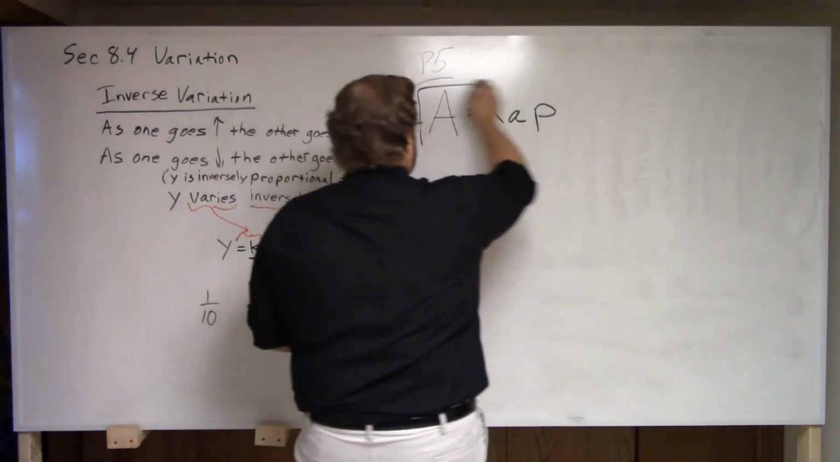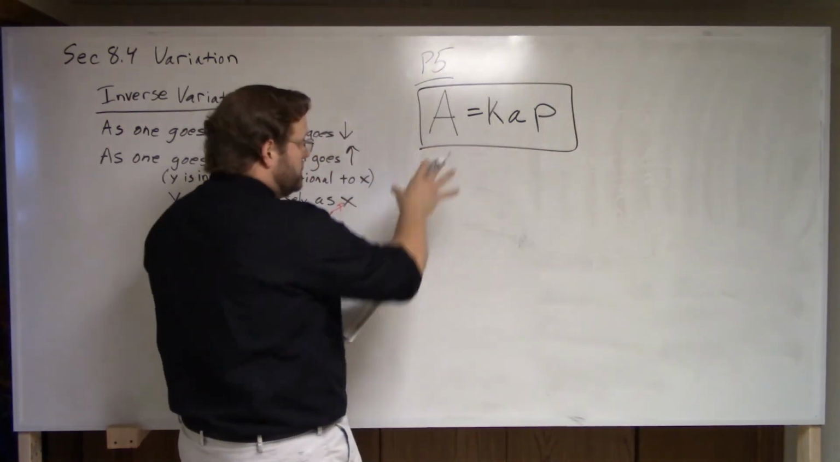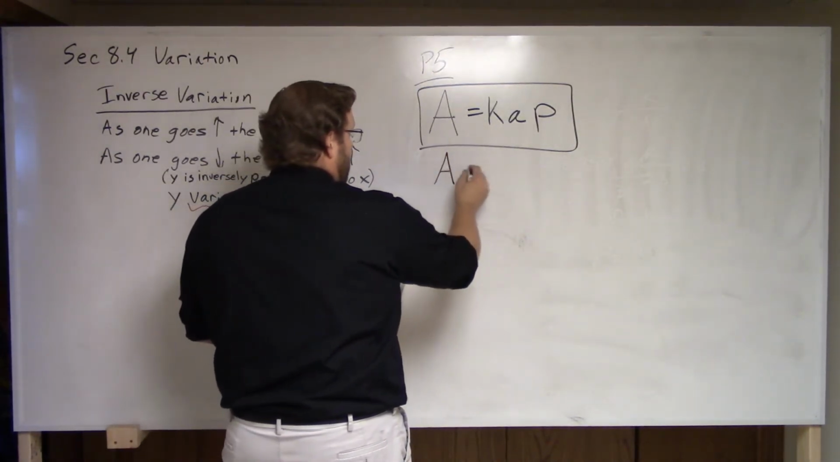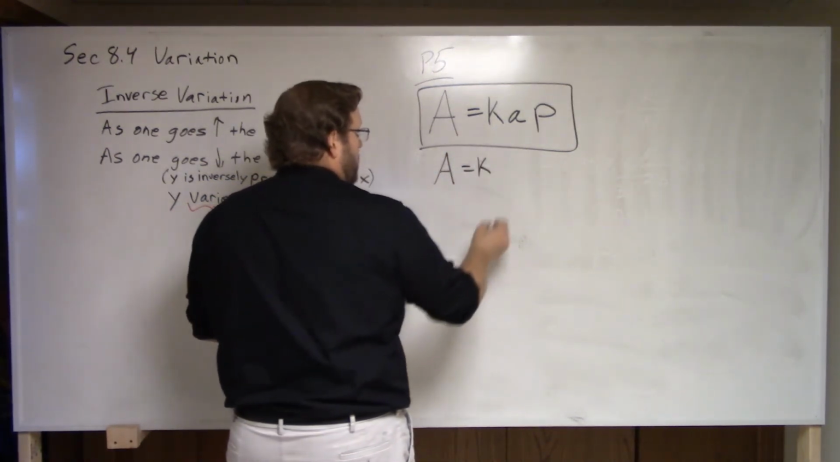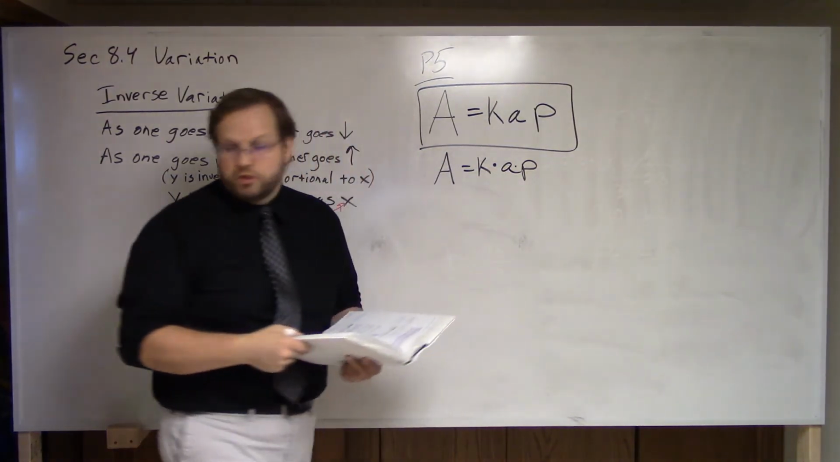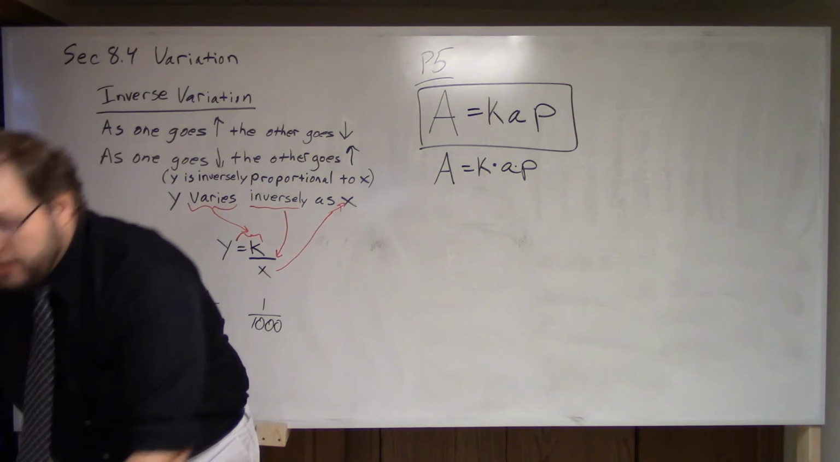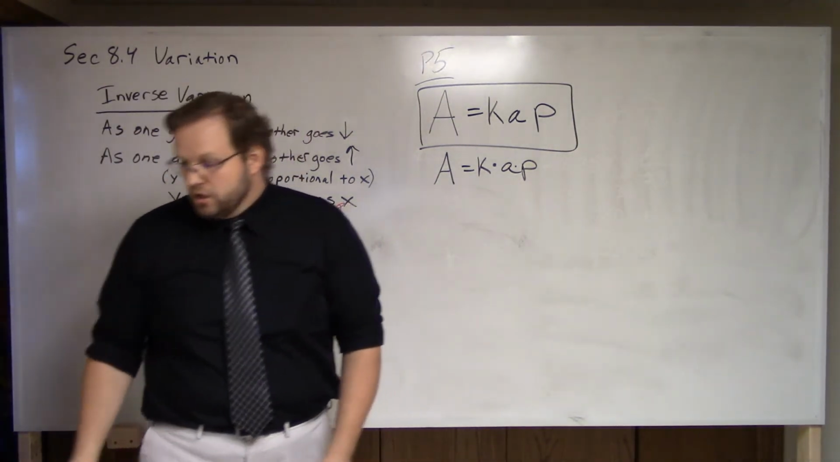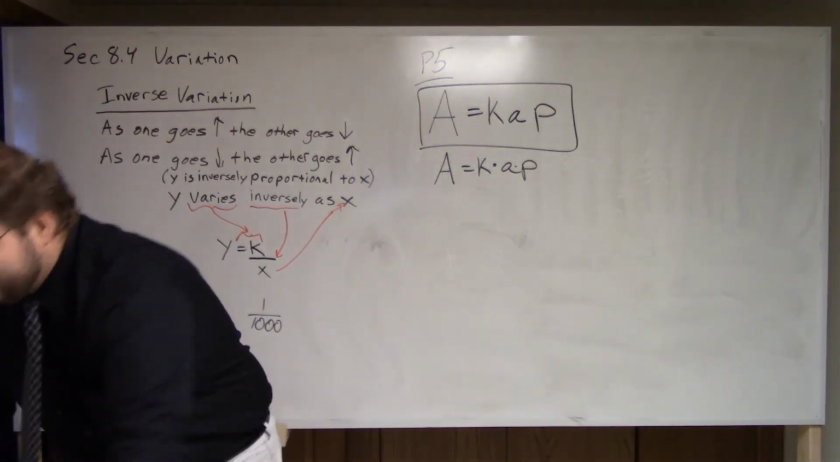We're done. Okay, and again, just real quick, area varies jointly as the apothem and the perimeter. So we just keep multiplying. Nothing more than that. Okay, so let's look at another one. Let's go to practice 6.